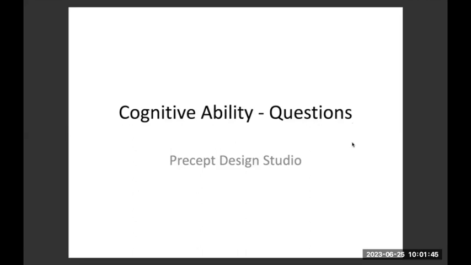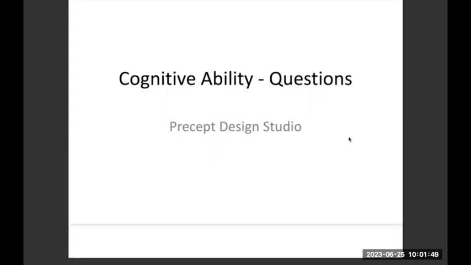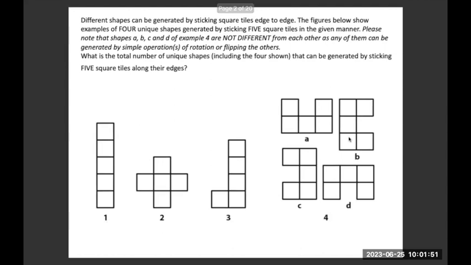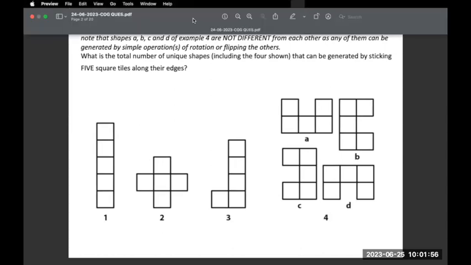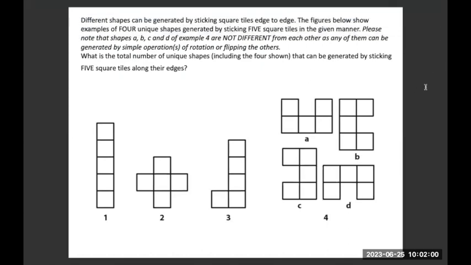Again, we'll follow the same format that we have been taking. I'll show you the question and you'll share the answer in the chat box, okay? So, this is the first one.